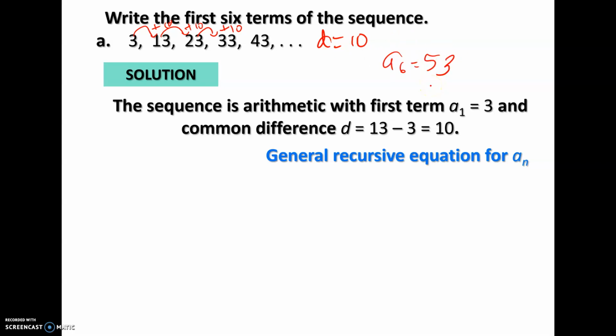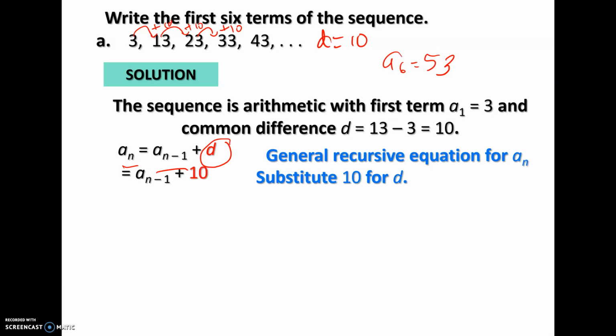But I want to practice writing recursive and an explicit formula. So you know that for a recursive, it's just like this. A sub n is equal to a sub n minus 1. Remember, those stay. Those are fixed. The only thing you put in your recursive formula when it's arithmetic is plus d, which in this case would look like this. So a sub n is equal to a sub n minus 1 plus 10.